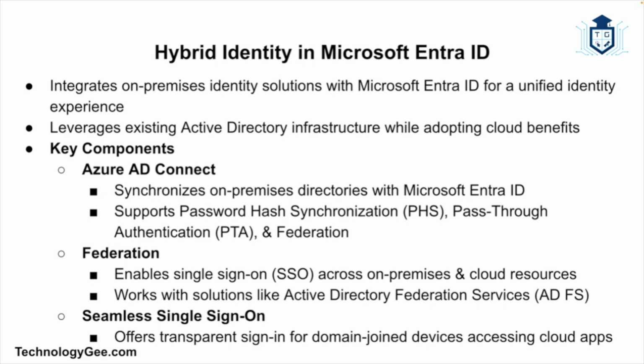Next, let's talk about hybrid identity and Microsoft Entra ID. Hybrid identity enables organizations to integrate their on-premises identity solutions with Microsoft Entra ID, creating a seamless and unified identity experience. This approach allows businesses to leverage their existing Active Directory infrastructure while adopting the benefits of the cloud. The key components of hybrid identity are as follows. You have Azure Active Directory Connect. This is a synchronization tool that integrates on-premises directories with Microsoft Entra ID, and it ensures that user accounts, groups, and passwords are consistent across environments.